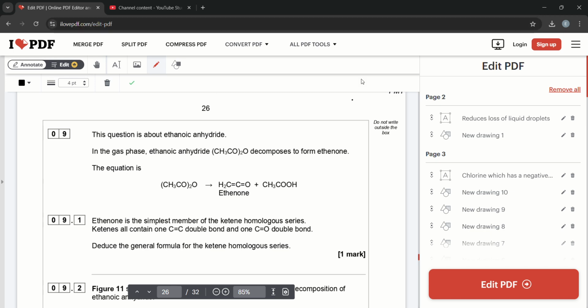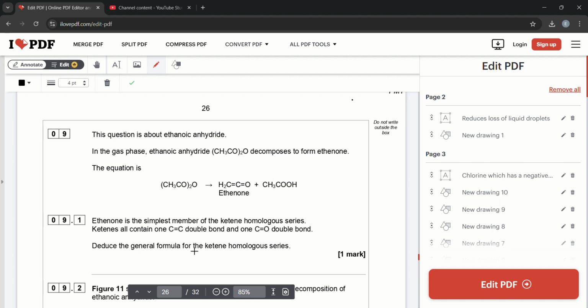Question 9. This question is about ethanoic anhydride. In the gas phase, ethanoic anhydride decomposes to form ethenone. The equation is (CH3CO)2O arrows H2C=C=O plus CH3COOH. Ethenone is the simplest member of the ketene homologous series. Ketenes all contain one C=C bond and one C=O bond.